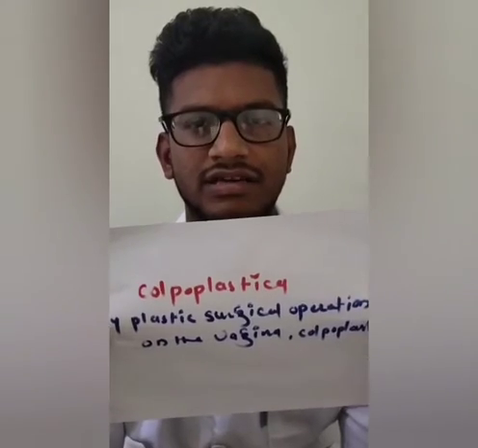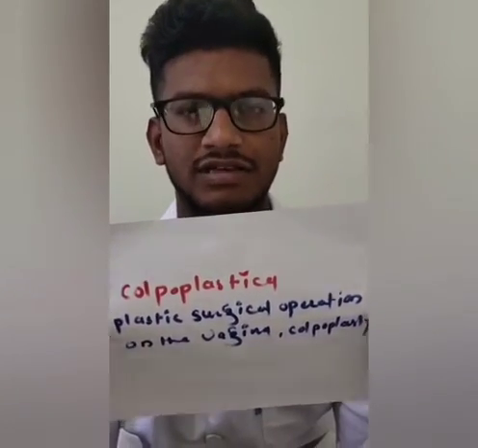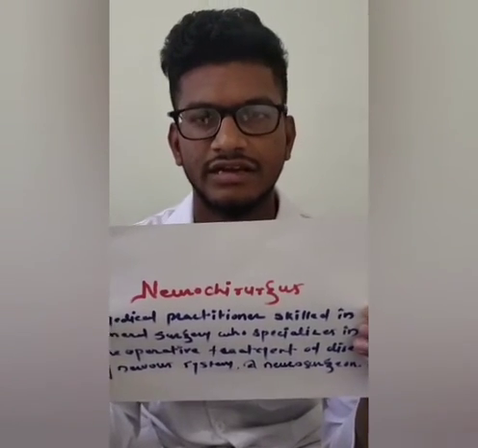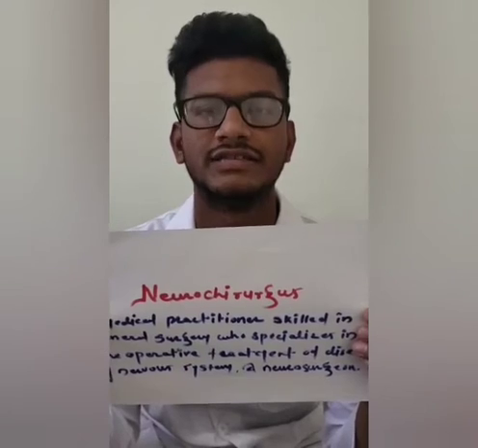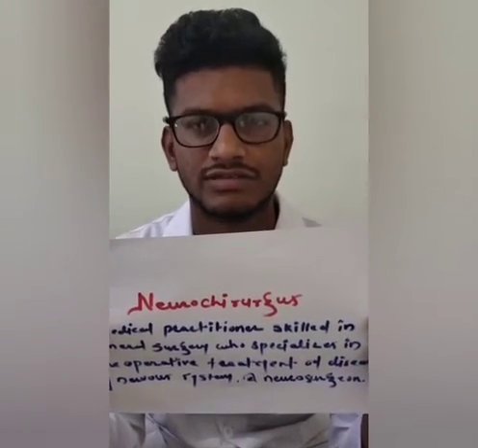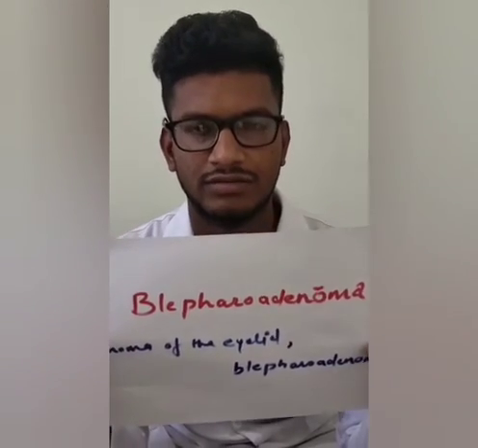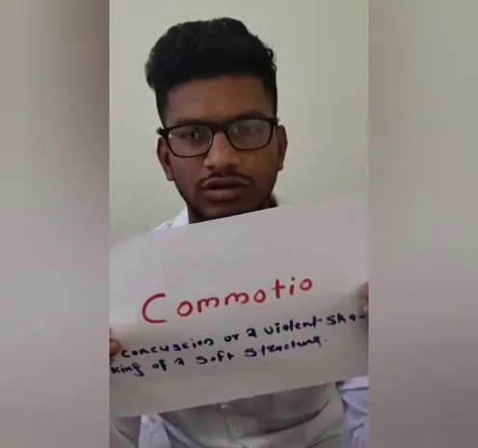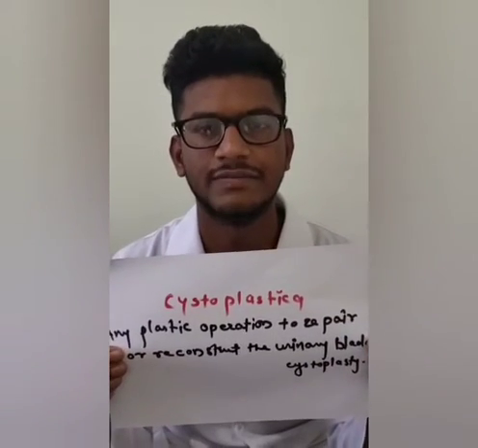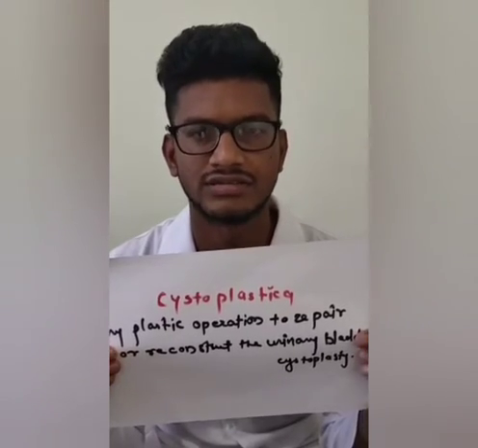Colpoplastica, any plastic surgical operation on the vagina, colpoplasty. Second one, neurochirurgus, a medical practitioner skilled in general surgery who specializes in operative treatment of diseases of the nervous system is called a neurosurgeon. Blepharoadenoma, adenoma of the eyelids, blepharoadenoma. Commotio, a concussion or a violent shaking of soft structures. Fifth one, cystoplastica, any plastic operation to repair or reconstruct the urinary bladder, cystoplasty.